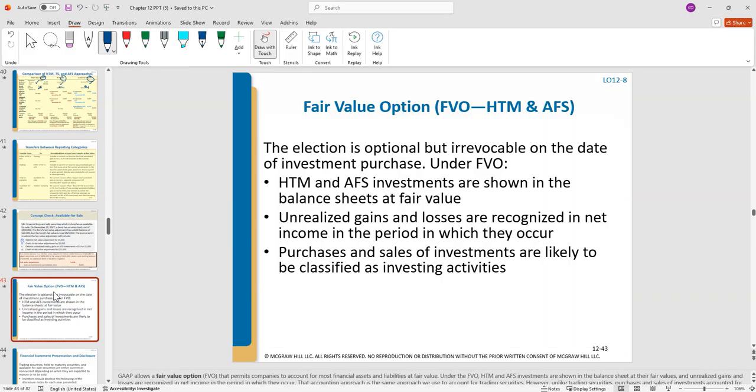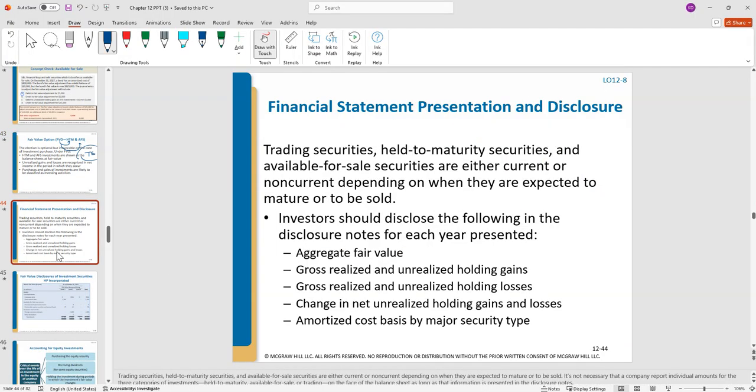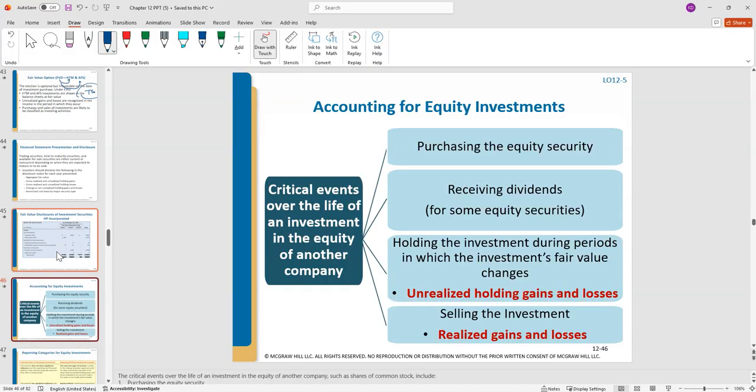There is a possibility for a fair value option, right, where you can essentially elect to treat held to maturity or available for sale securities under this fair value option. It functionally makes it like trading securities, right? In other words, you'll use fair value with unrealized gains or losses to the income statement. You can look at this. That's kind of the basics there for debt securities.